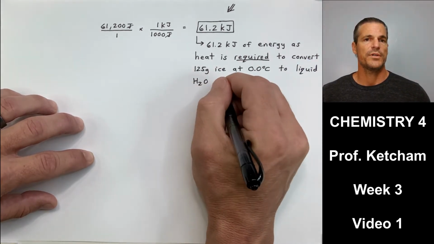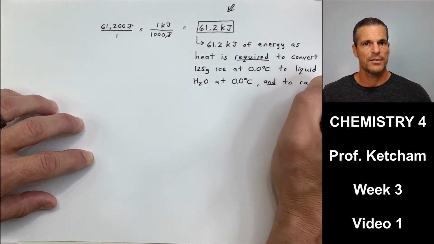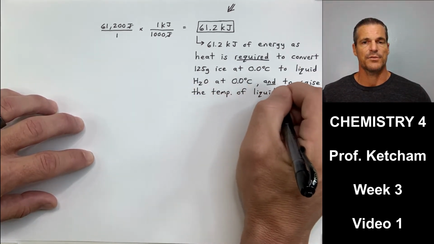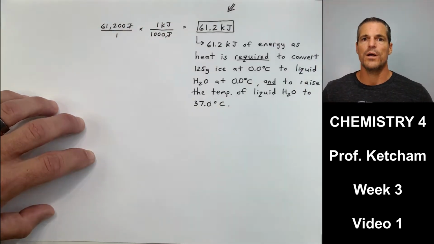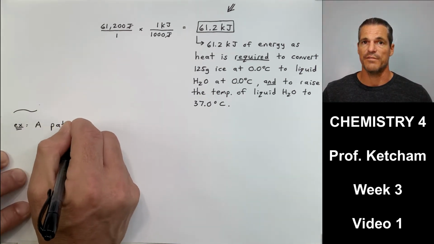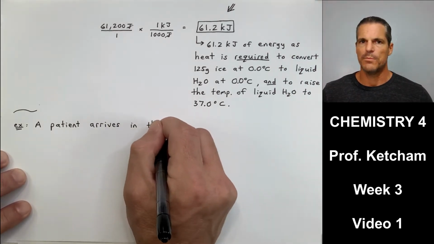So 61.2 kilojoules of energy as heat is required to first convert 125 grams of ice at 0 degrees to liquid water at 0 degrees. And then we also are going to raise the temperature of that liquid water from 0 to 37 Celsius. See how there's 2 parts to it? All right. Plenty more examples coming up.